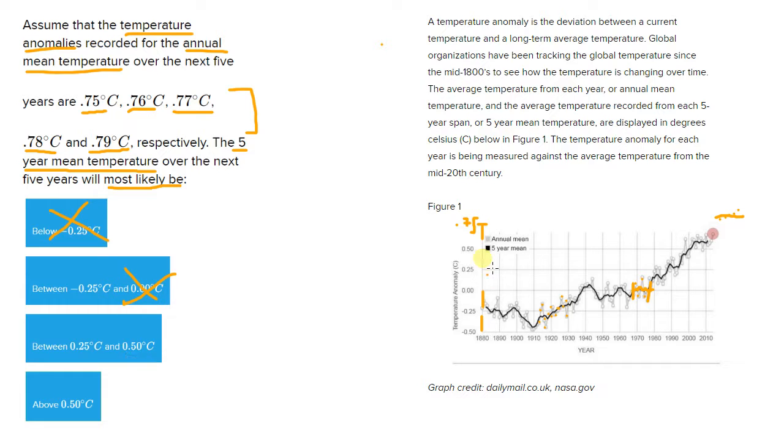We can see that it's not going to be between 0.25 and 0.5 degrees Celsius. That's wrong, because none of these are between that. But it is going to be, in fact, above 0.5 degrees Celsius. That's going to be up closer to 0.75. And so answer choice D is our right answer.